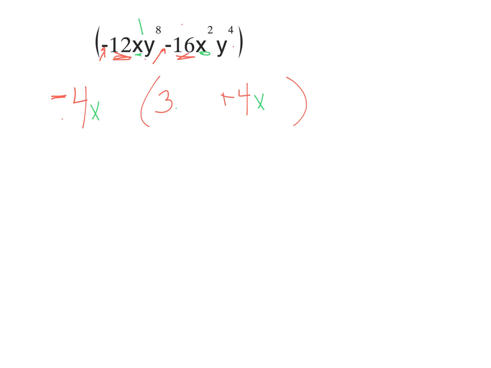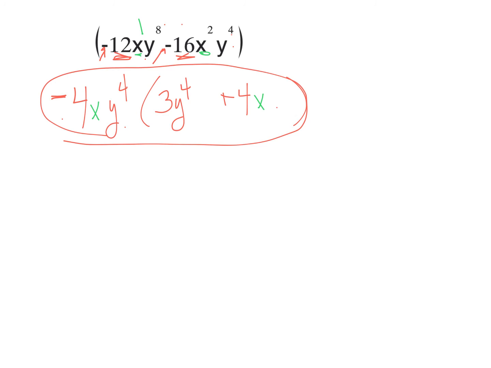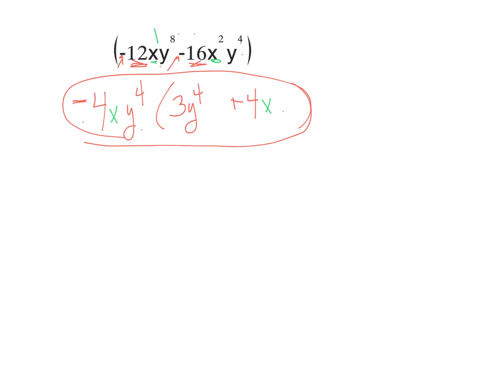Y to the 8th and y to the 4th. I can take 4 y's. So 8 y's in, I take 4 y's out. I'm left with 4. 4 y's in, I got 4 y's out. So nothing left there. It's all said and done with this one.